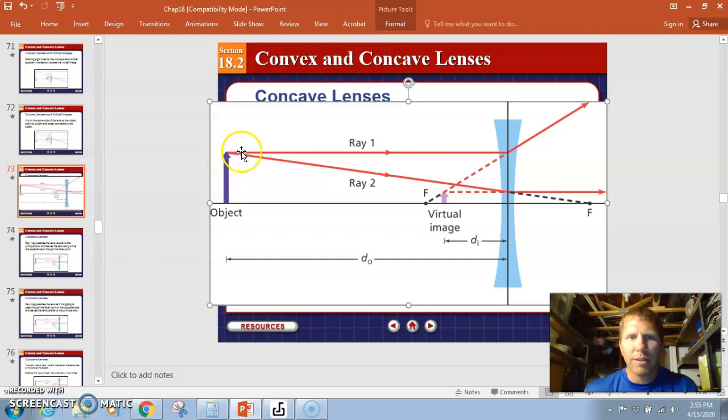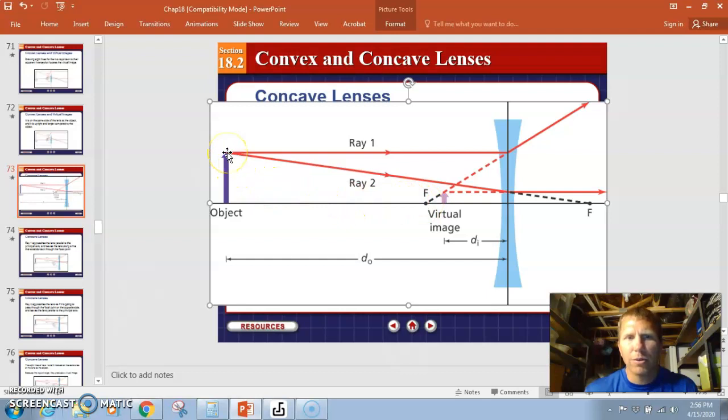Okay, ray 1, as it's always been, starts out parallel, and then as it hits the lens, instead of bending through the focal point, it bends at an angle as though it's coming from that focal point because it's diverging or spreading out. Okay, and then we will extend its sightline back to that focal point.